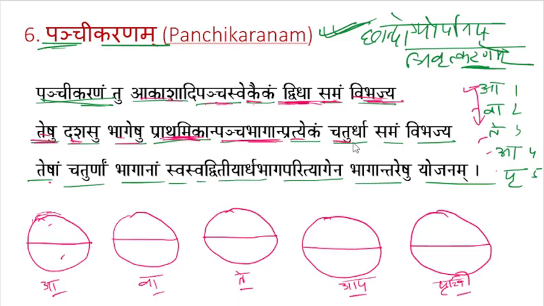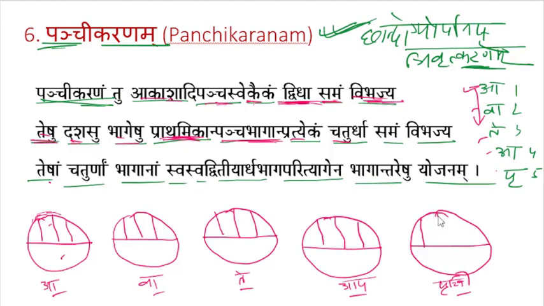Pratyekam Chaturdha. Each one you need to cut into 4 types. Which one you need to cut? Prathamika bhaga. So I should divide it into Chaturdha. 1, 2, 3, 4. Is it done? First one. Same thing I will do with the second one. If you understand this one, you will understand Vedanta very deeply, mainly Advaita.